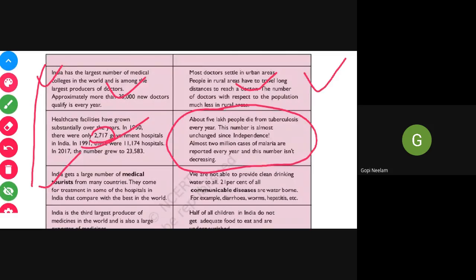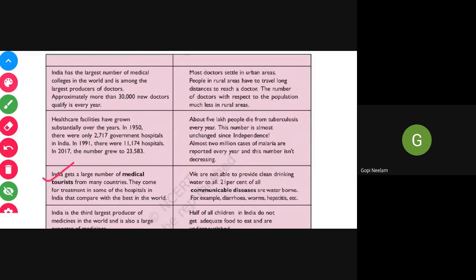Okay, so on one side medical tourists from other countries have been coming, but the other side of the coin looks like we are not able to provide clean drinking water to all. For other countries it is a medical tourism place, but in reality the people who are staying in this country are not able to get clean drinking water.